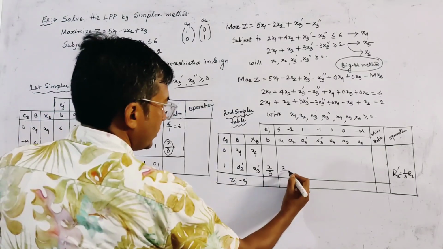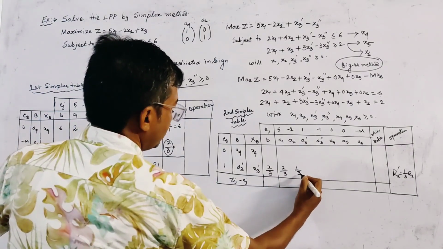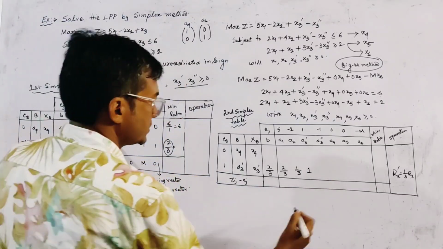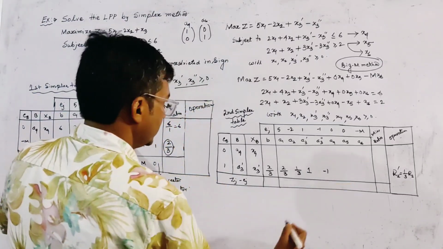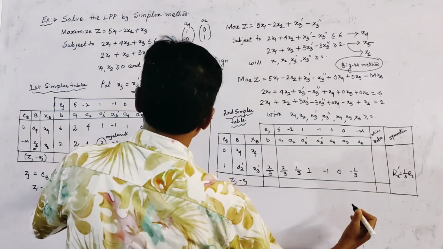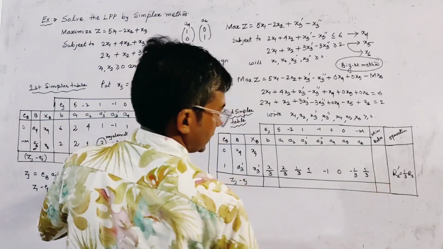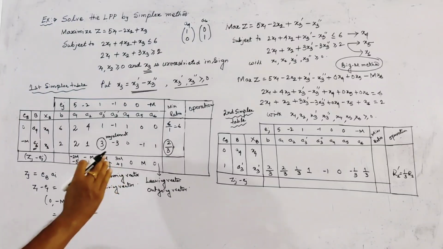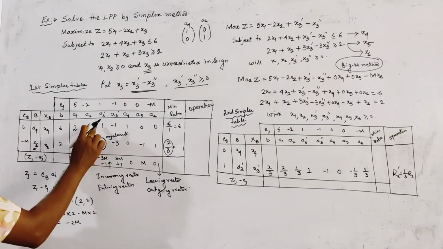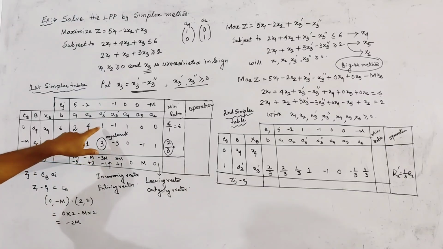This is also 2/3. This is 1/3. This is 1. This is -1. This is 0 and this is -1/3 and this is 1/3. Okay. This is the second row. Now we have to make this 0. How to make it 0?